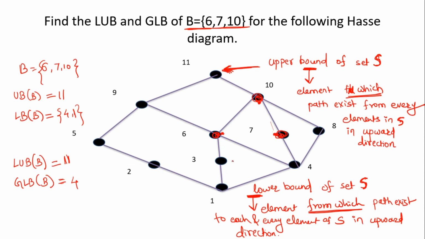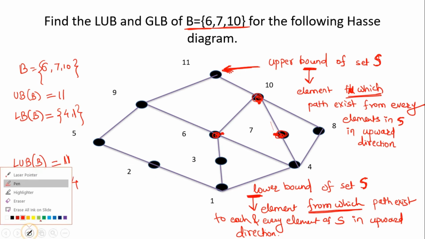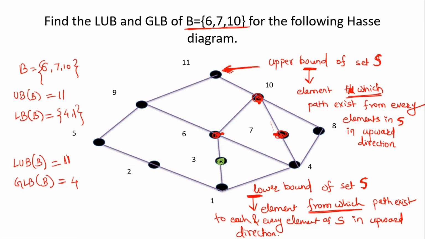Now for the lower bound, I need an element from which there exists a path going in the upward direction and meeting all of the subset elements. From 3 I can go to 6, I can go to 10, but I cannot go to 7 in the upward direction. So this is not my lower bound. From 1 I can go to meet 6, 10 and 7 in the upward direction. So this is my lower bound. From 4 also there exists a path going upward and meeting all of the subset. So my lower bounds will be 1 and 4.